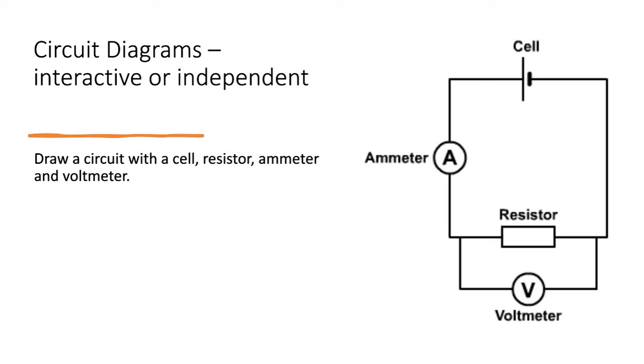Okay, now let's unpick what this looks like a little bit. So we've got our cell at the top there, as you can see, and we've got our circuit going around with our resistor in it. Now we've got our ammeter in one place and we've got our voltmeter somewhere slightly different, which looks a little bit odd. And we'll come to that in a bit, okay?